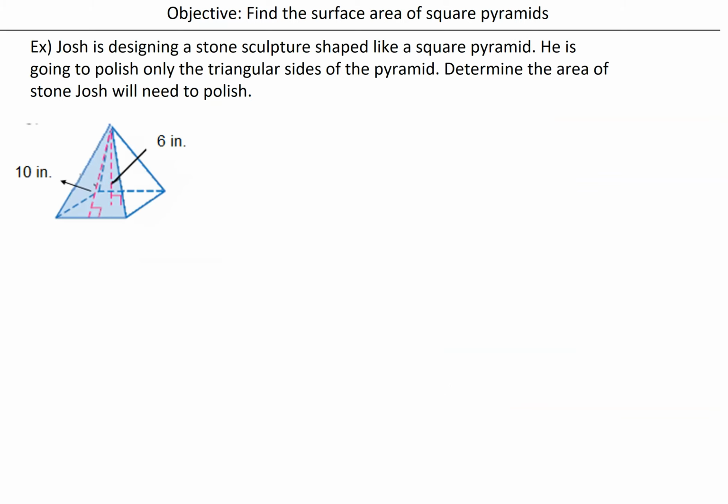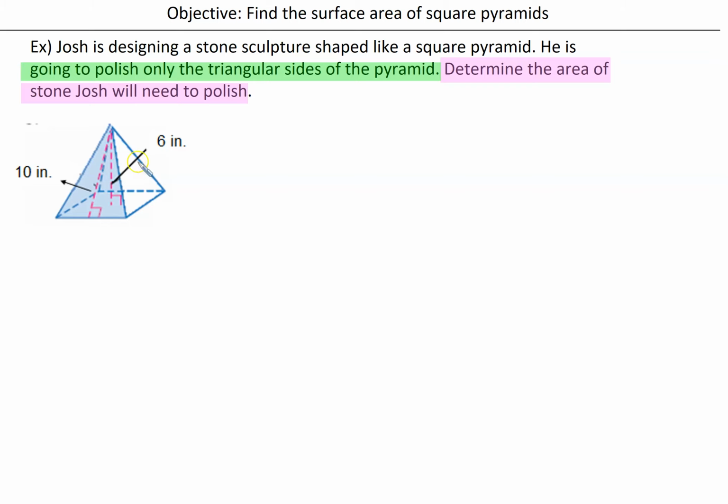All right, so let's take a look at this example here. So here it says Josh is designing a stone sculpture that is shaped like a square pyramid. He's going to polish only the triangular sides of the pyramid. So that part right there is telling us that we are dealing with a lateral area of this pyramid. We are to determine the area of stone that Josh is going to polish, which again is those triangular sides. So we are looking at realizing that we need to find the area of all 4 triangles in this case.